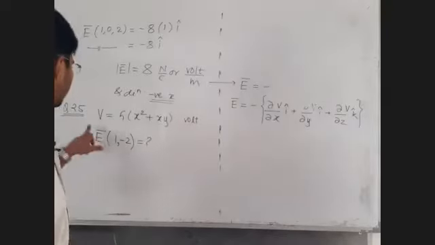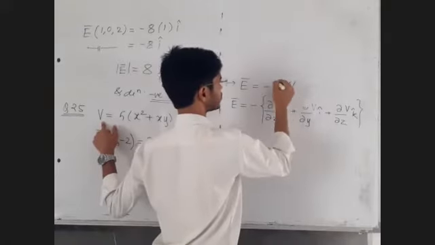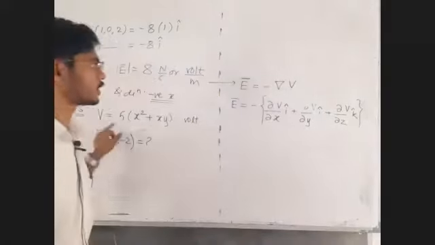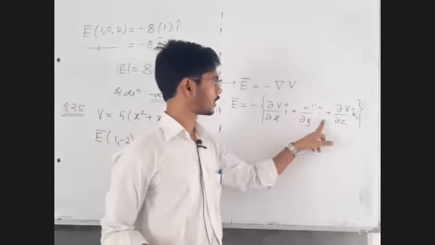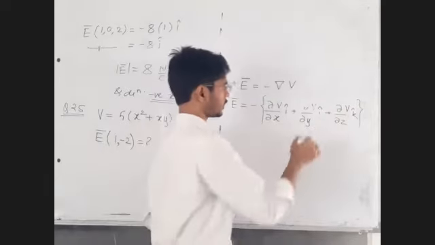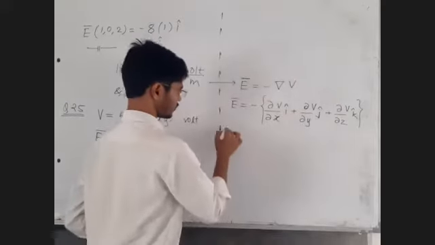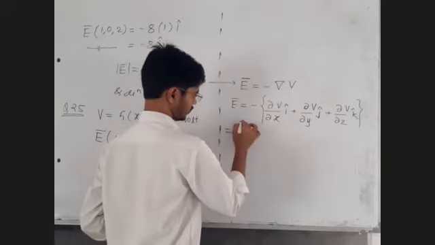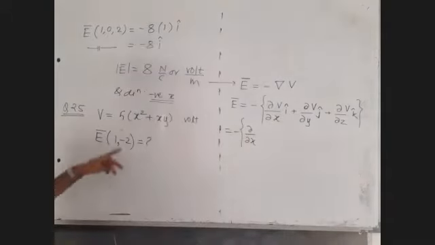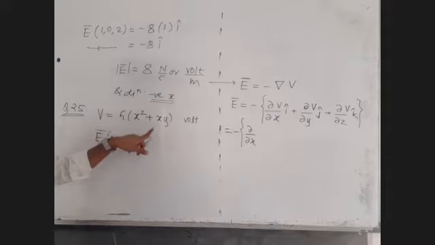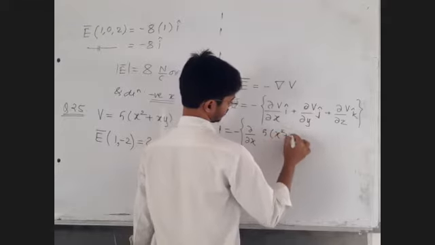Sir, electric field is asked, potential is given, E is equal to minus grad V. See, you will get more practice. Grad V is dou V by dou x into i cap, dou V by dou y into j cap plus dou V by dou z into k cap. So E is equal to minus into the bracket dou by dou x of V. What is V? V is 5 into bracket x square plus xy.